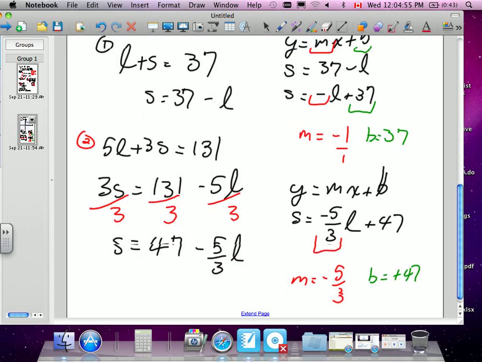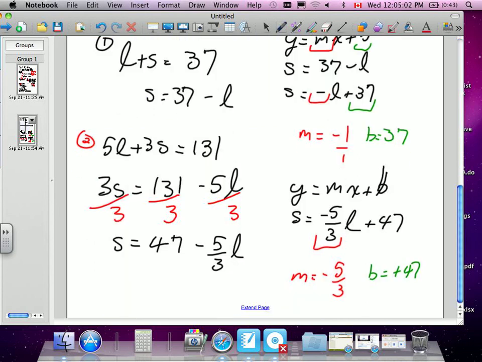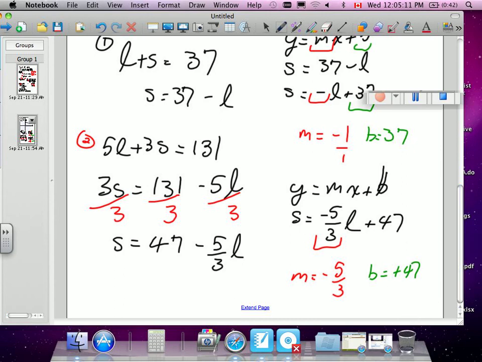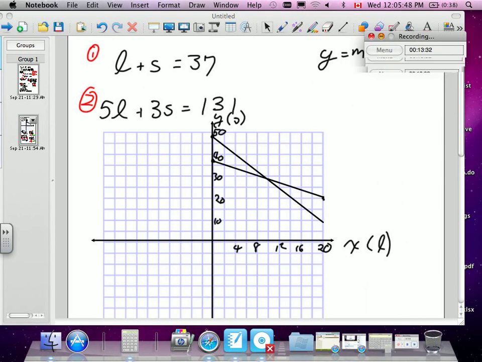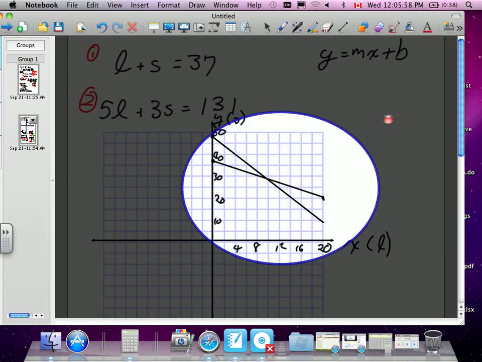The other line, our y-intercept, is positive 47, so it's roughly here. And it has a slope of negative 5 over 3. So it actually has an, what is it, x-intercept? So we graph our other line by slope. And if you noticed, our graph right now, it's actually very hard to tell where these two lines meet. Okay? Right there. It's right there, but what are these numbers? It's pretty hard to tell.